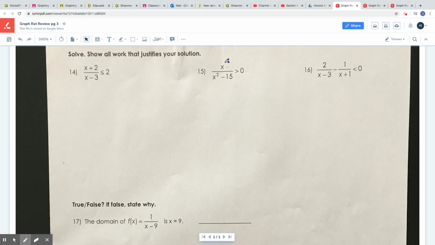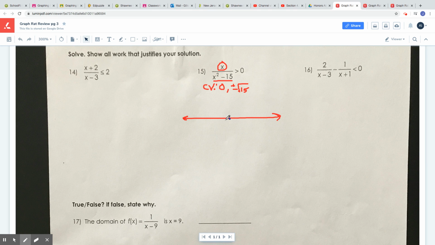So when we do this, first we make sure it's set equal to 0. It is set equal to 0. So we want to find the critical values. Remember, the critical values are where the top equals 0, which in this case is 0, and where the bottom equals 0. So if I added 15 and taken the square root, I would get plus or minus the square root of 15.